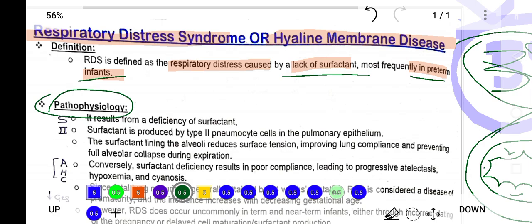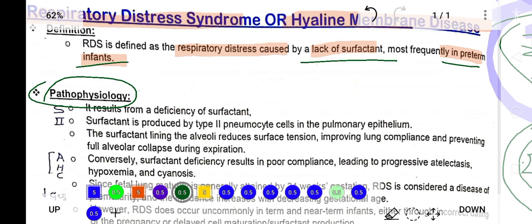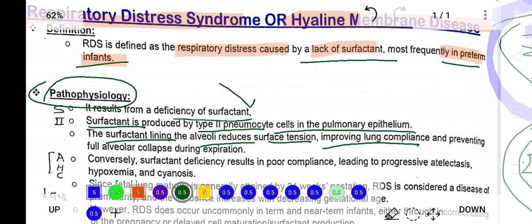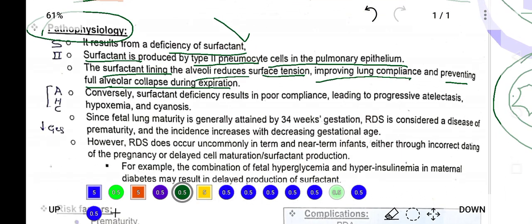Now the pathophysiology behind respiratory distress syndrome is that it results from deficient surfactant production in preterm babies, meaning surfactant is not enough. Surfactant is produced by type 2 pneumocytes, the cells present in the pulmonary epithelium. Surfactant lining the alveoli reduces surface tension, improves lung compliance and prevents alveolar collapse during expiration. So alveoli and surfactant play a big role in gas exchange in the baby. When surfactant is deficient, the baby develops respiratory distress syndrome.